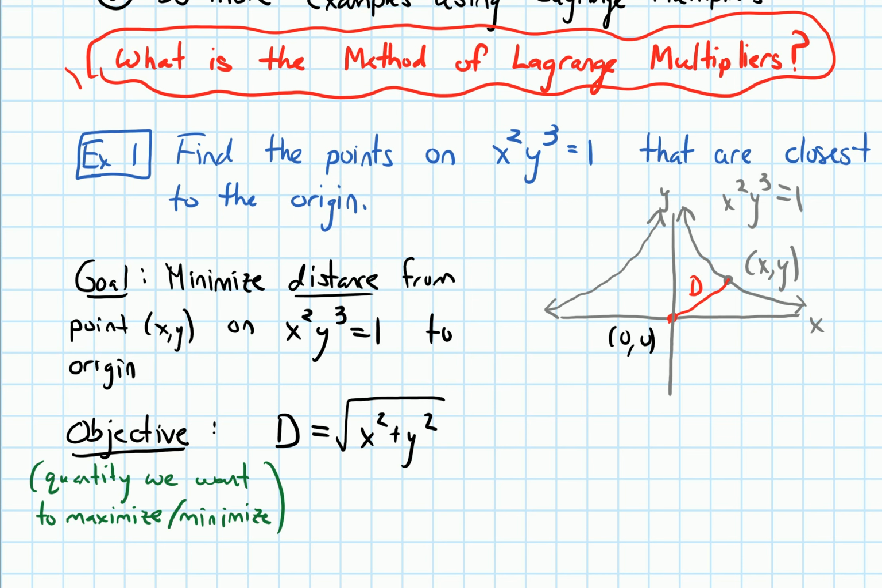We want to minimize this function, but we have an additional constraint that we must make sure we satisfy. That additional constraint is that the point x comma y is on the curve x squared y cubed equals 1. So our constraint is that the point must satisfy this equation, the equation of the curve.